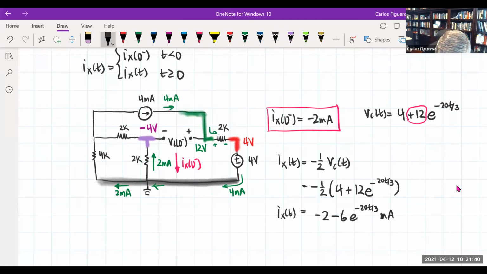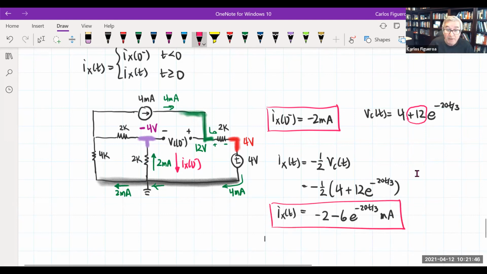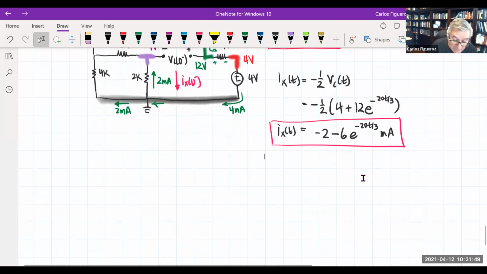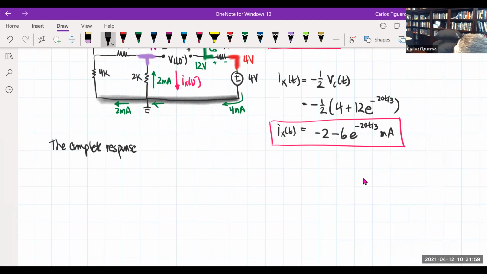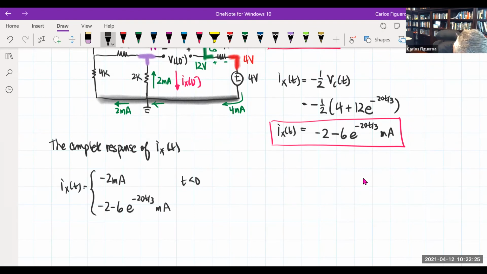So now I know what these are, and instead of separating them like this, I want to write them out so we're nice and clear. The complete response of Ix of t should look like this: minus 2 milliamps for t less than 0, and then minus 2 minus 6e to the minus 20t over 3 milliamps for t greater than or equal to 0. This is what Ix of t is.